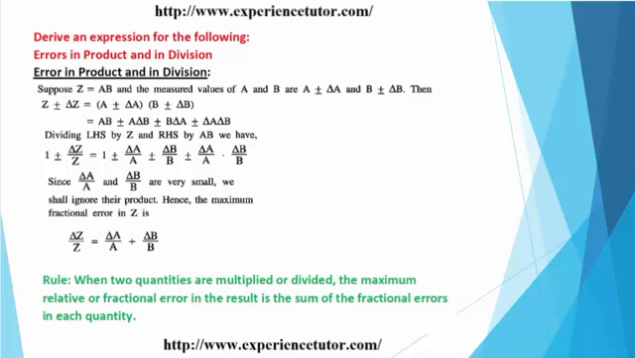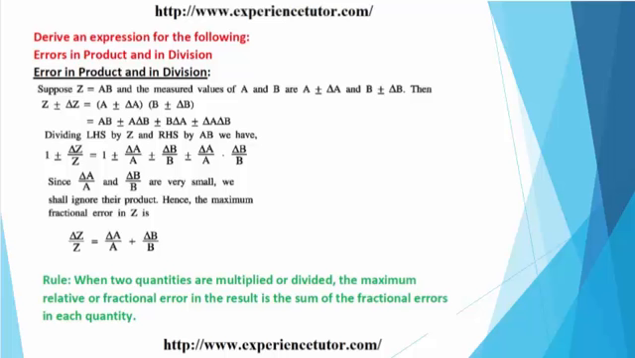Since ΔA/A and ΔB/B are very small, we shall ignore their product. Hence, the maximum fractional error in Z is ΔZ/Z = ΔA/A + ΔB/B.